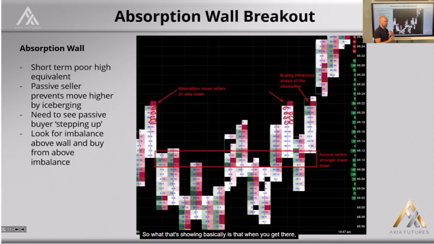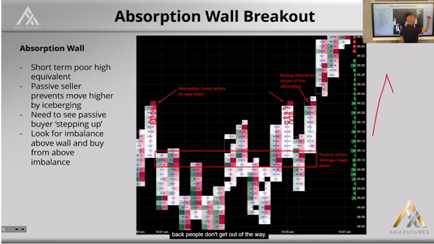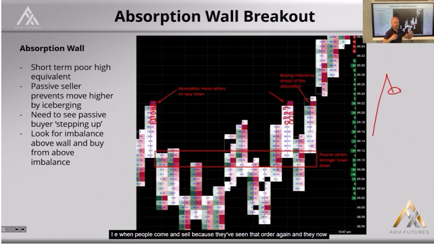So what that's showing basically is that as you move up to the order, people are willing to buy. But as soon as it hits it and everyone realizes it is a large order, they lose that willingness to buy. They get out of the way, and that's what allows the market to drop. What you want is a situation where we trade up to it, and as it comes back, people don't get out of the way. i.e., when people come and sell because they've seen that order again and they now sell at market to try and get the move to go lower, it doesn't.